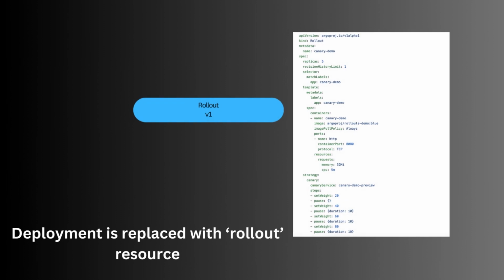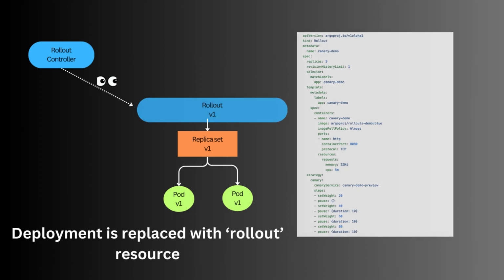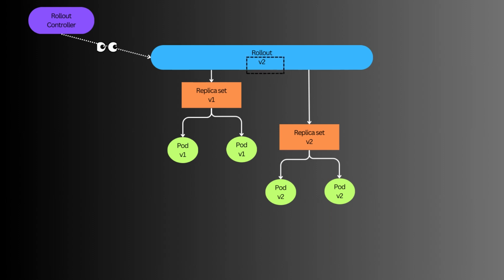Instead of a deployment, a rollout resource is defined which has the same spec template definition as a deployment. Rollout resource provides an option to define the deployment strategy to be used. ArgoCD Rollouts provides a controller which will manage the creation and deletion of replica pods. To roll out a new version of the application, you update the rollout resource with the new image version. A new replica set and pods with the new image version are created.